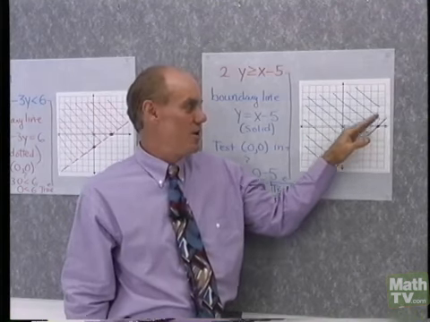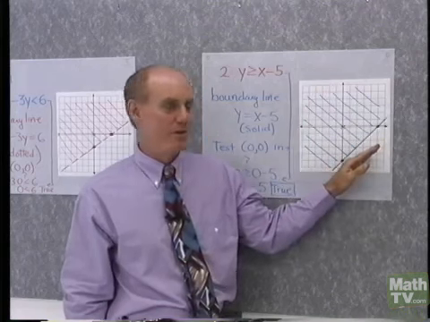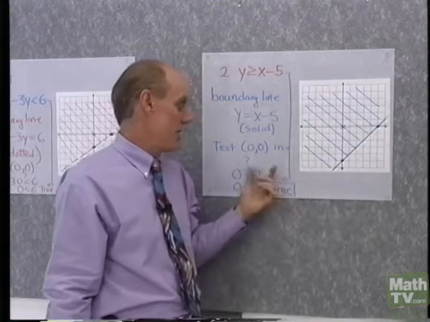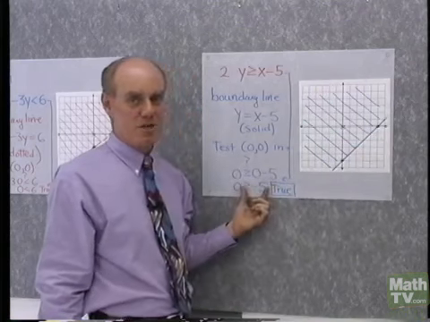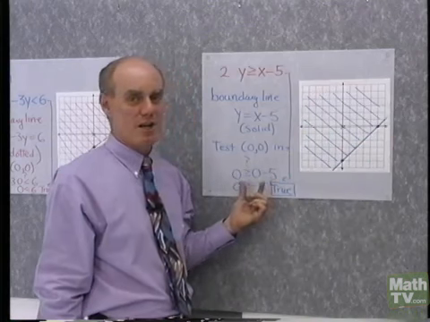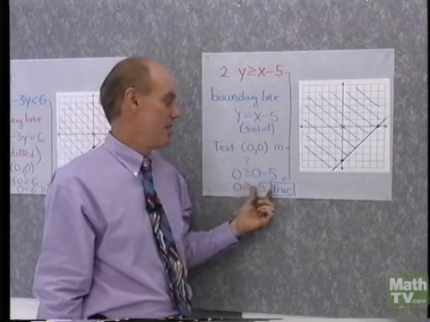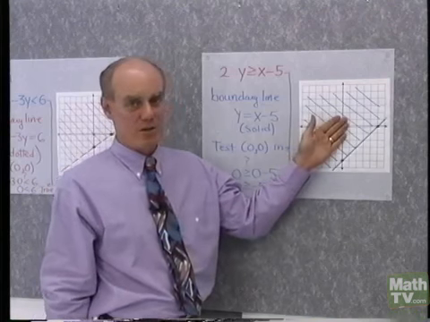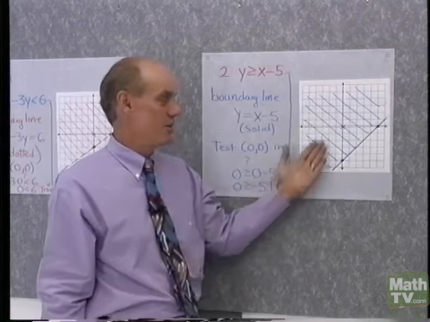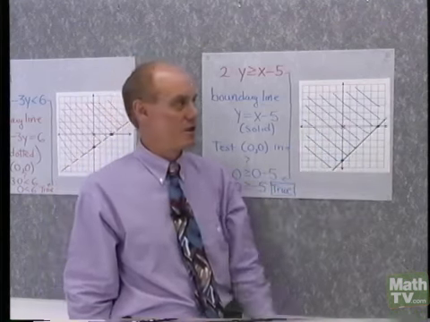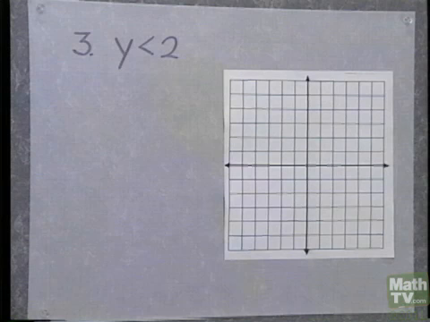So you want to choose any point whatsoever, and there's an infinite number of them that are not on the boundary. You test the point, whatever you get, a true statement or a false statement, you'll know which side of the boundary the solution set lies on. If you get a true statement, you're on the correct side of the boundary. If you get a false statement, you have to go to the other side for the solution set. Okay, let's look at one last example.